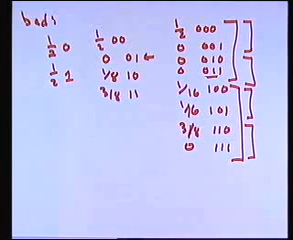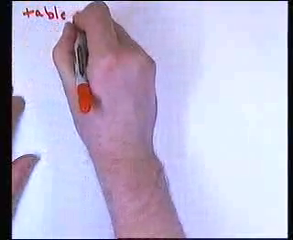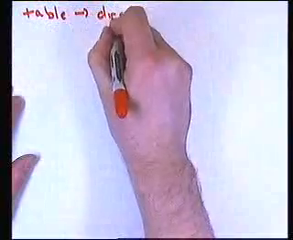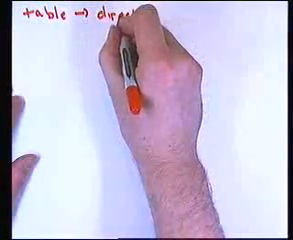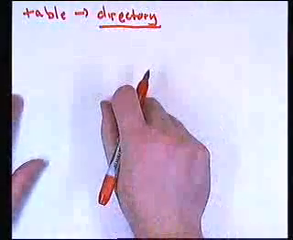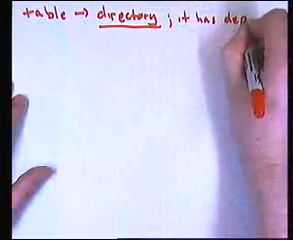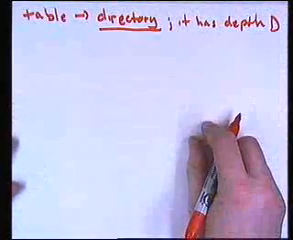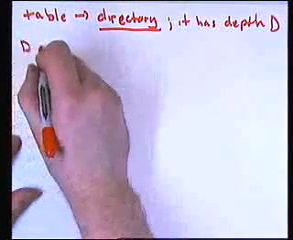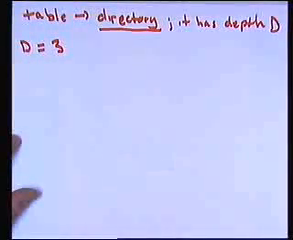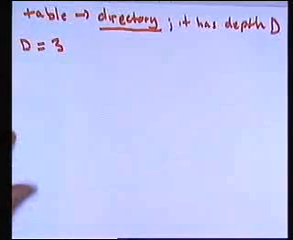Given that setup, we can make an extendable hash table work. Keep that in mind as we talk about how the table is set up. I'll draw such a table. The table is going to be called a directory, and it has a depth, which we'll notate with a capital D. We say D equals 3. We're going to start out, and never mind for the moment how we got to this point.